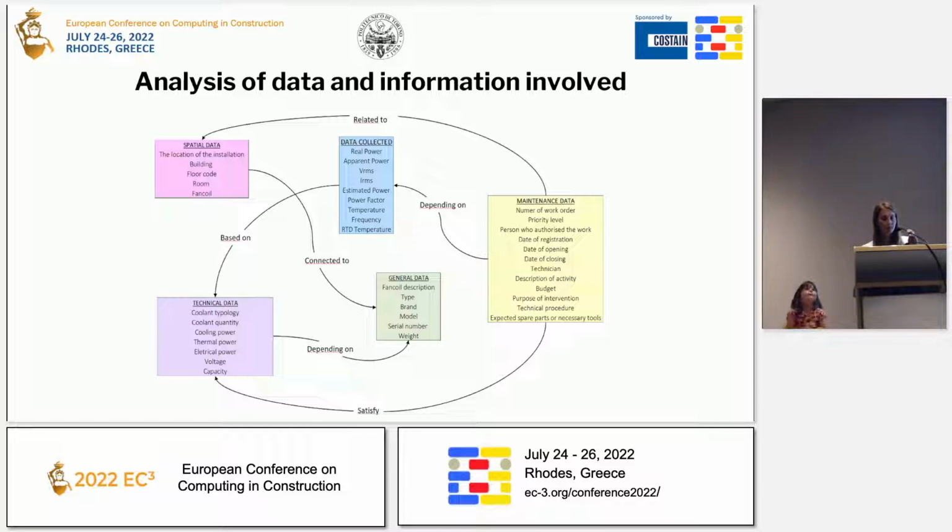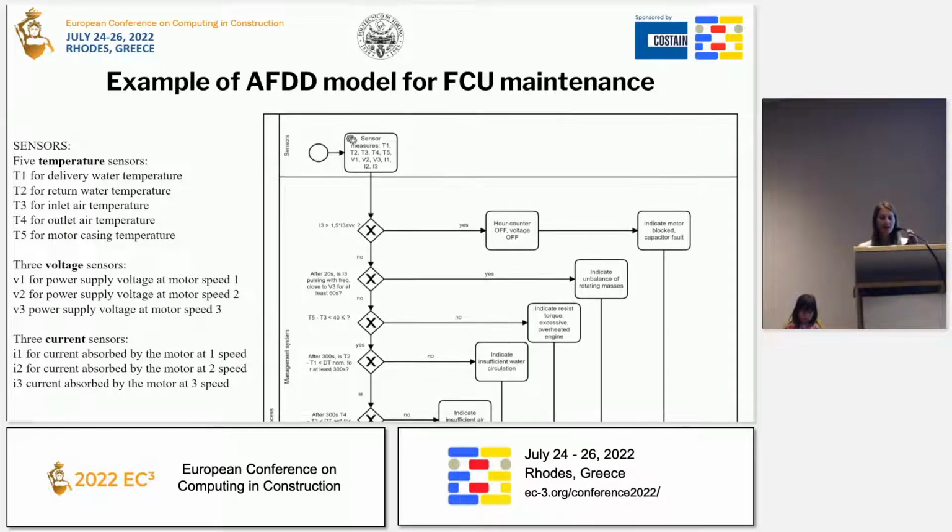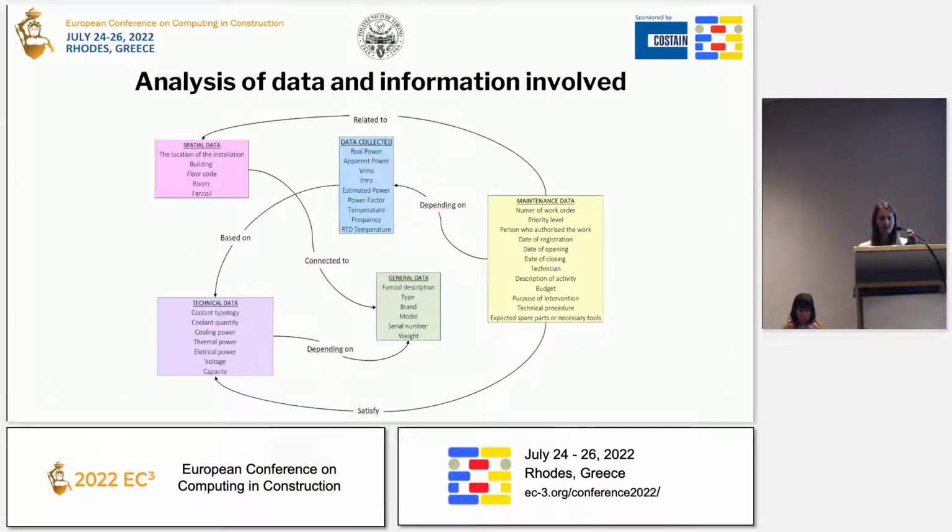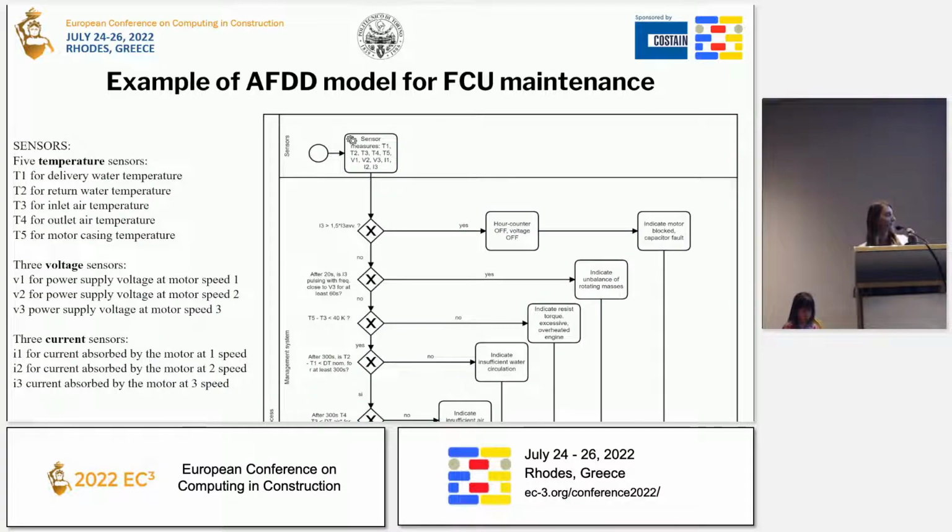In blue are the data collected through the sensors, as I will illustrate shortly, and in yellow are all the maintenance data linked, of course, to the technical data and general data. So the maintenance data must satisfy the technical data, depend on the data collected by the sensors, and are linked to the conditions of the location where the fan coil is located.